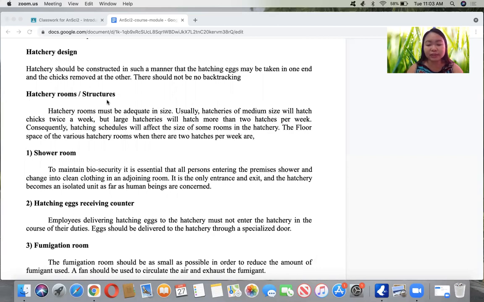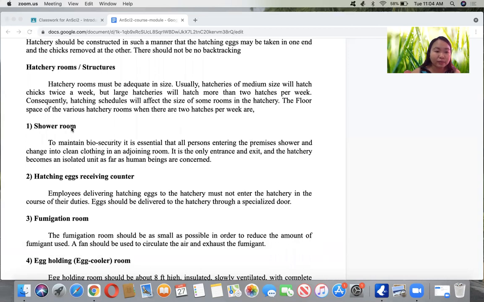The hatchery rooms and structures must be adequate in size. Usually hatcheries of medium size will hatch chicks twice a week, but large hatcheries will hatch more than two hatches per week, and hatching schedules will affect the size of some rooms in the hatchery. So it depends on the capacity of the room and how many hatching schedules you want. The floor space of the various hatchery rooms when there are two hatches per week are: first, the shower room. This is to maintain biosecurity; it is essential that all persons entering the premises shower and change into clean clothing in adjoining rooms.